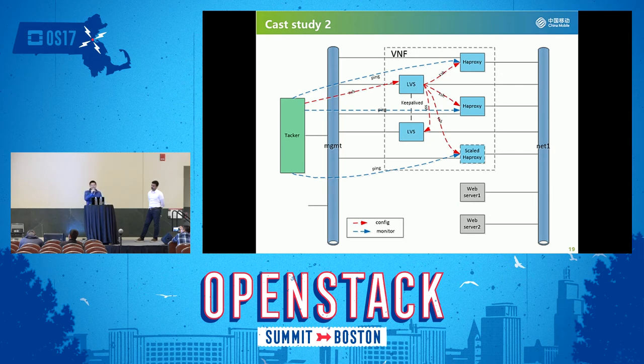And this is a case study for VNF appliance auto-scaling management. In this case, we use LVS and HAProxy to build a load balancer cluster. The LVS is the LB front-end, and HAProxy is the LB back-end. Tacker is able to automatically add or remove HAProxy appliances to the load balancer cluster on demand. Which means, with this feature, OpenStack is able to auto-scale in or out for the VNF functions. This feature is very hard to be supported by upstream OpenStack Neutron.